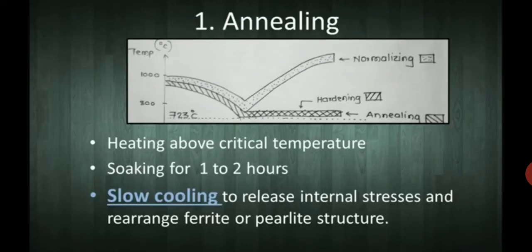First one is annealing. In annealing, material is heated 20 degrees Celsius above its critical temperature. Then it is allowed to soak at that temperature for around 1 to 2 hours. And then it is cooled very slowly at about 100 degrees Celsius per hour, so that the material rearranges its grain structure and releases residual stresses while cooling. In steels, at the end of cooling, we will get ferrite or pearlite.